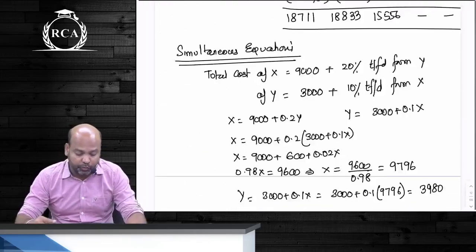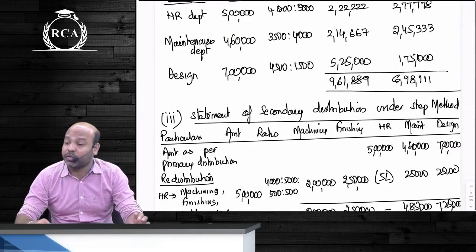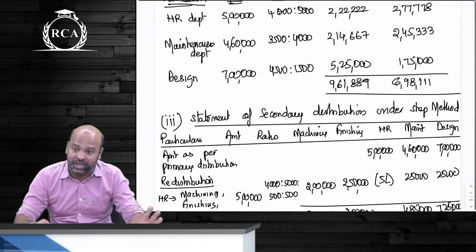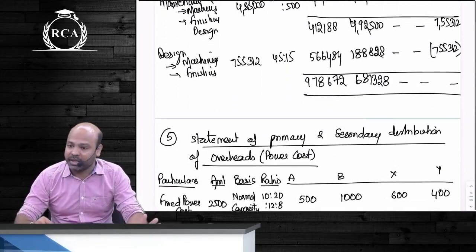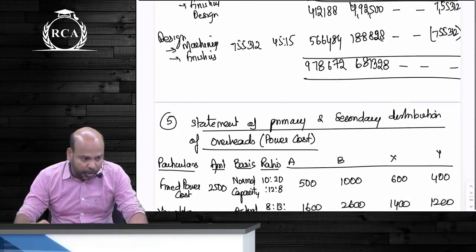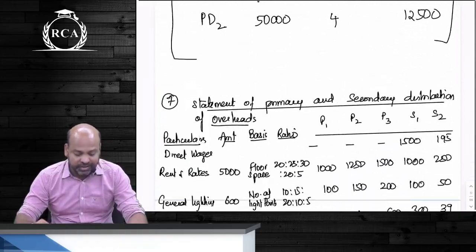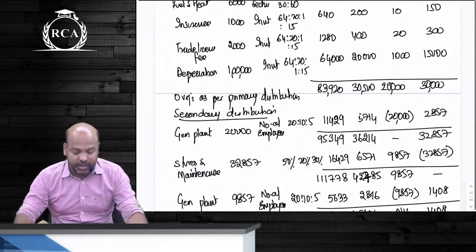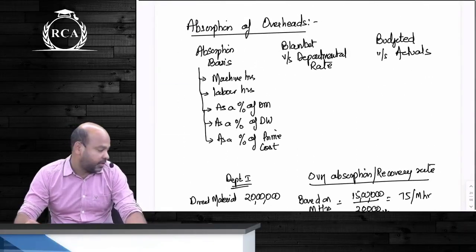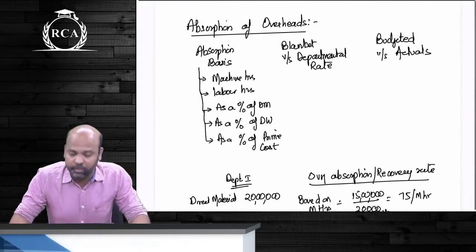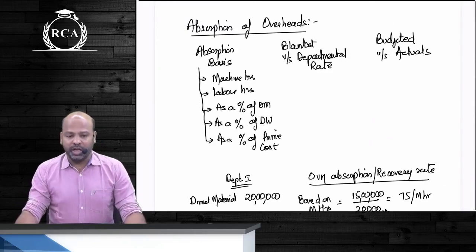For absorption of overheads, guys, I said the things that you will have to remember are budgeted versus actual, departmental rate versus blanket rate, and then absorption basis. The first thing that we have covered under absorption of overheads, beta, was absorption basis. Overheads are usually absorbed on the basis of machine hours or labor hours.